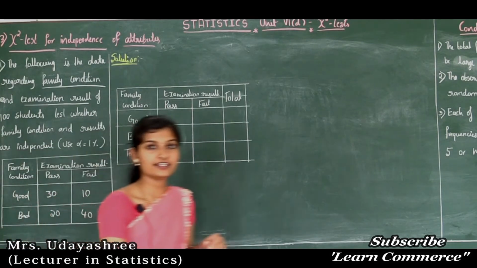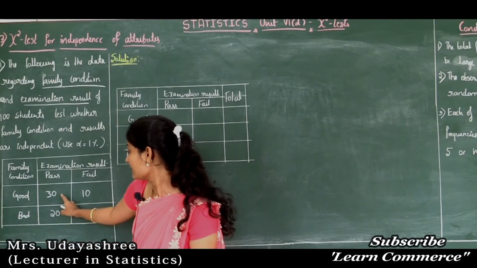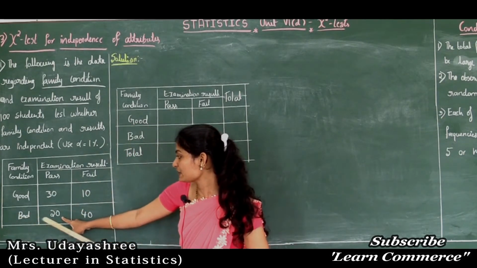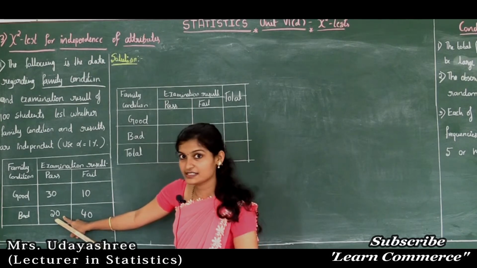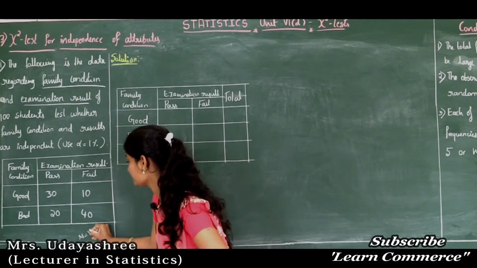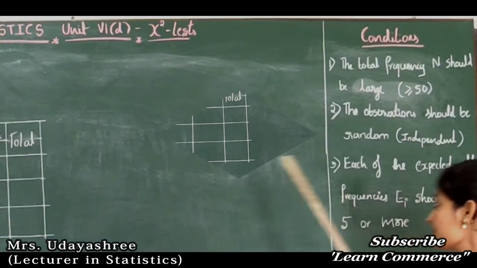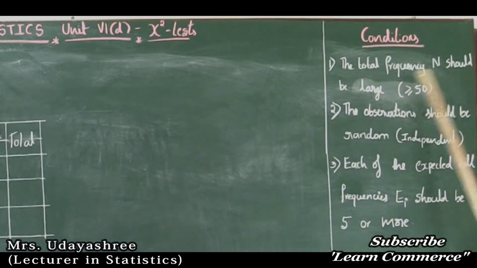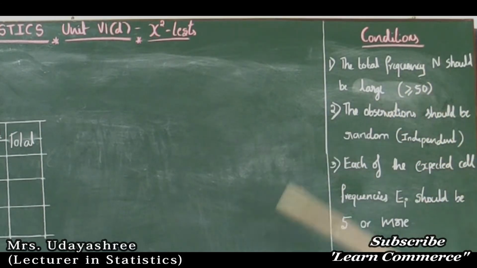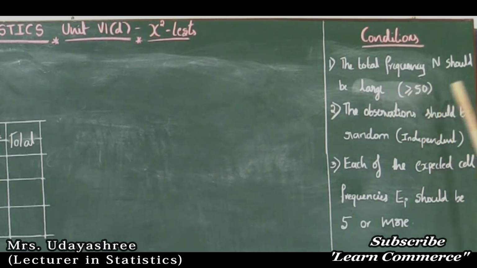First, 30 plus 10 is 40, 40 plus 20 is 60, 60 plus 40 is 100. So here capital N is 100. Let's see the conditions. Condition number 1: the total frequency N should be large, more than 50. In this problem the total N is 100, so the first condition is satisfied.